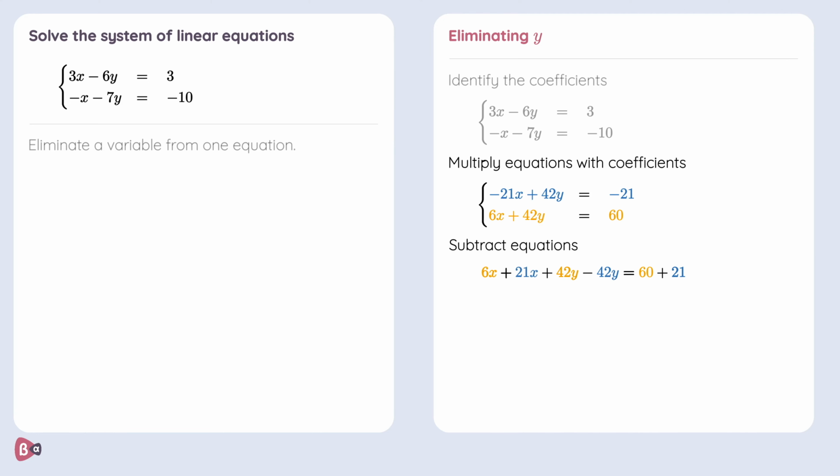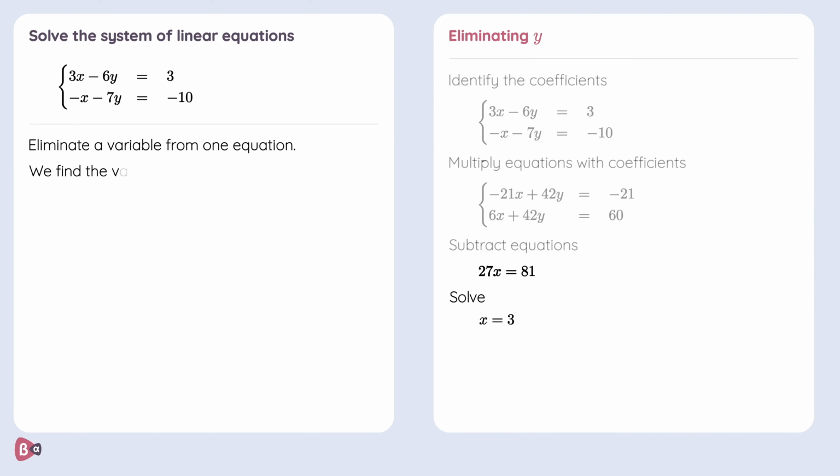Now let's rearrange this equation so that the terms with x are on the left. And what we see indeed is that we have 42y minus 42y, and we can simplify that. So 42y minus 42y is simply 0. 6x plus 21x is simply 27x, and 60 plus 21 is 81. So we are left with the equation 27x is equal to 81. And we can solve this. By dividing by 27 on both sides, we find that x is equal to 3.